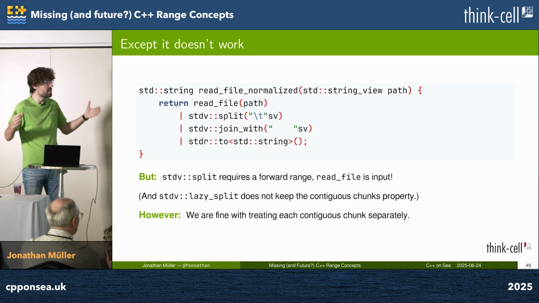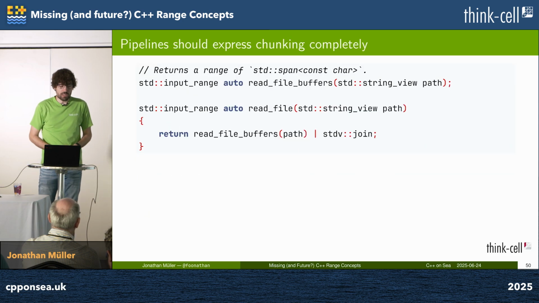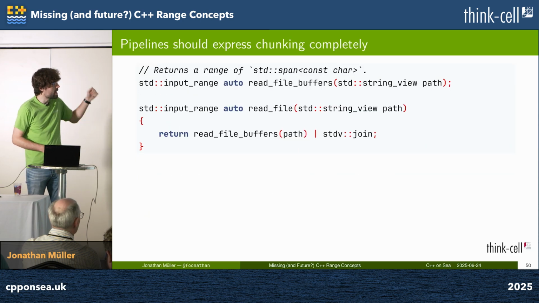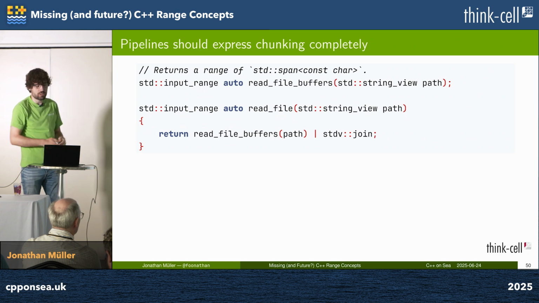However, we are totally fine handling each contiguous chunk of the file separately. If we do that, then we just have the entire contiguous chunk and can just use contiguous chunk algorithms and then join them back together on the upper level. So instead of just having read file, we also need the function read file buffers. And this returns a range of std::spans. And then read file is just this joined together.